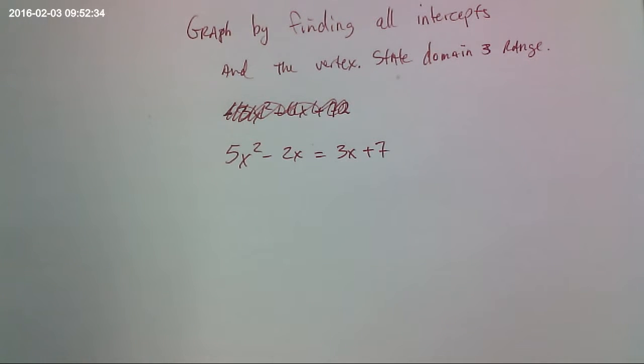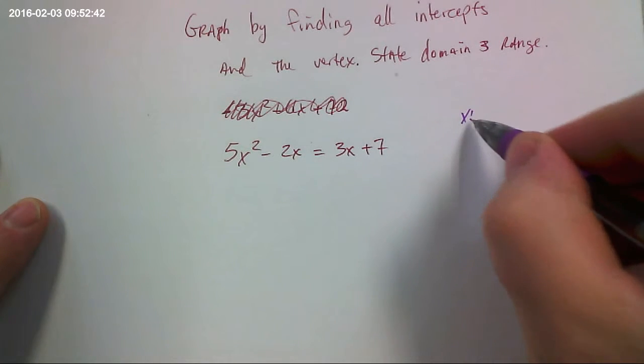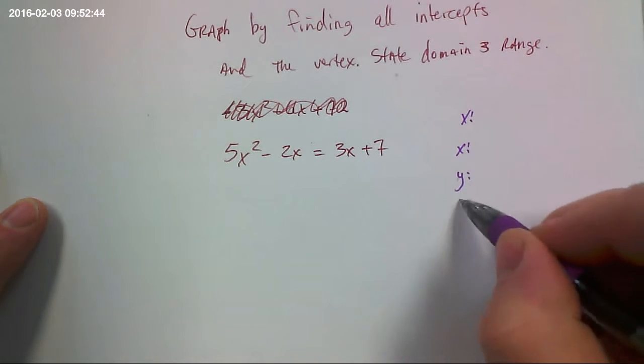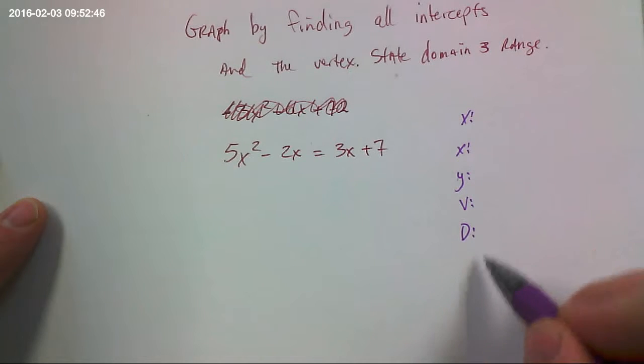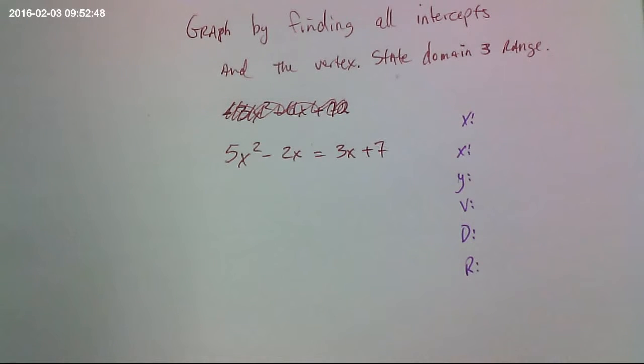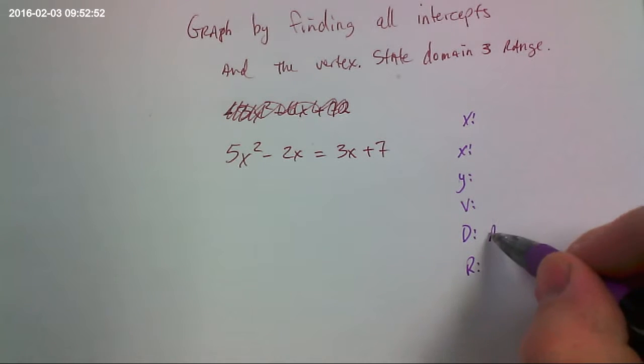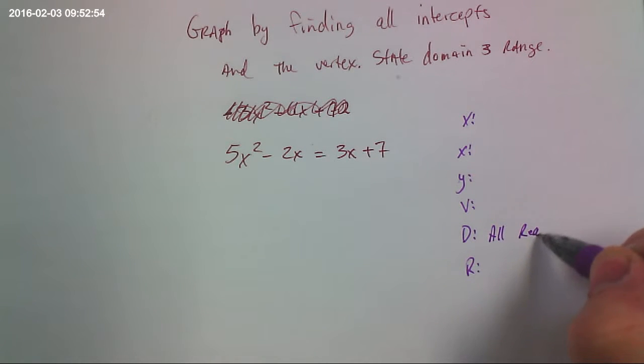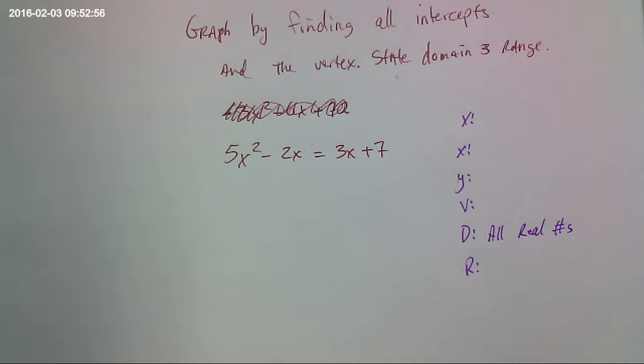So the first thing you want to do is make the list of the stuff you have to find so that you make sure you answer all the question, right? So I'm going to do, let's see, x, y, vertex, domain, range. Okay, let's put our easy answer on there. The easy answer is the domain is all real numbers, for sure.